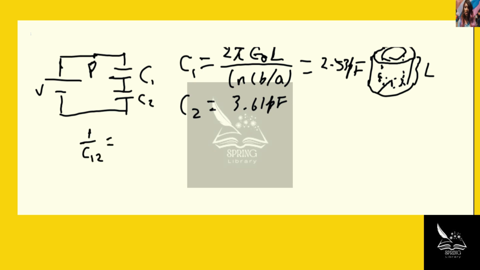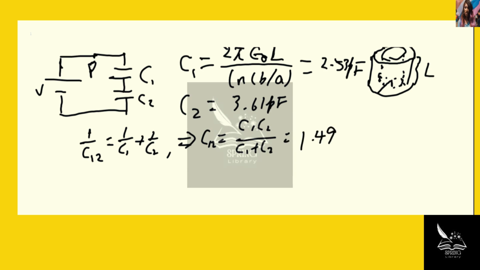1 over C12 equals 1 over C1 plus 1 over C2, right? So you can solve for C12 equals C1 C2 over C1 plus C2. So the value is 1.49 picofarads. We also know the voltage across C1 and C2 is 10 volts, so we can solve for Q, the charge stored in the two capacitors. It's simply Q equals V times C12, 14.9 picocoulombs.